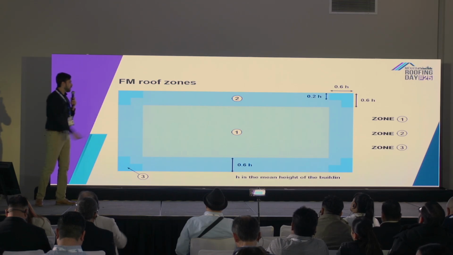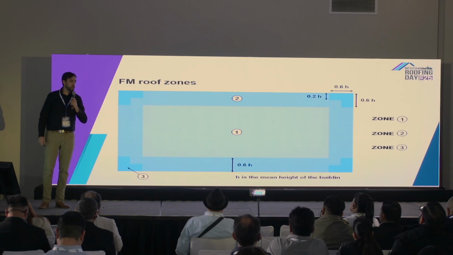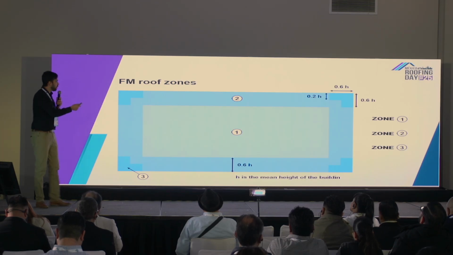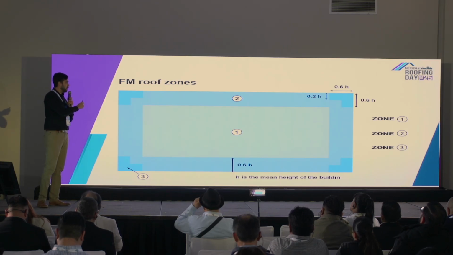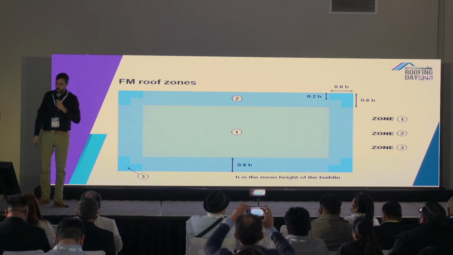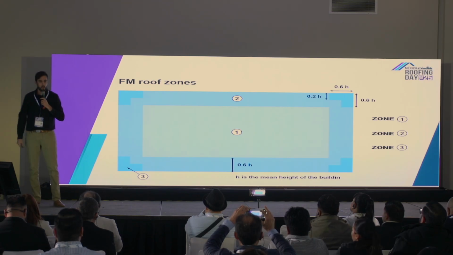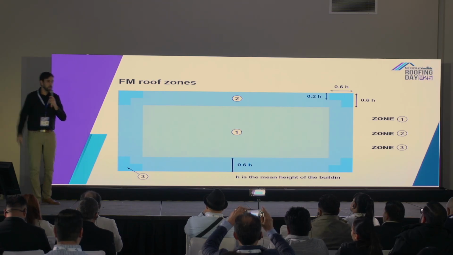Nothing prevents you from treating the whole roof as a corner, but again, it's much more expensive because the systems in corners and perimeters are way stronger, with more adhesive and more fasteners. So bear that in mind. You could go and do only zone 3 everywhere. Nothing prevents you from that.